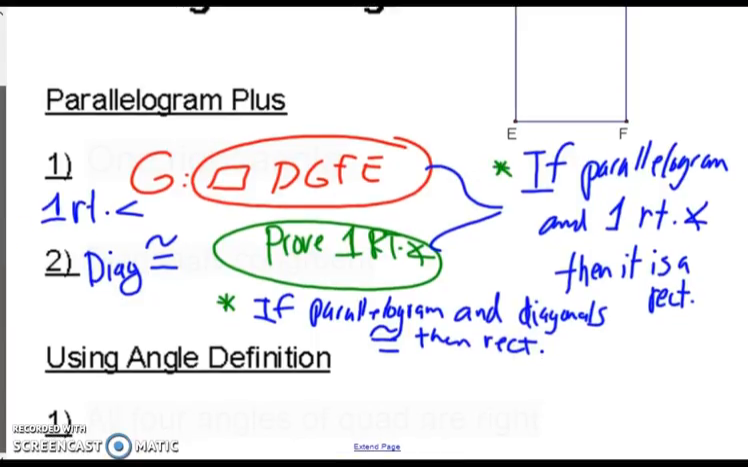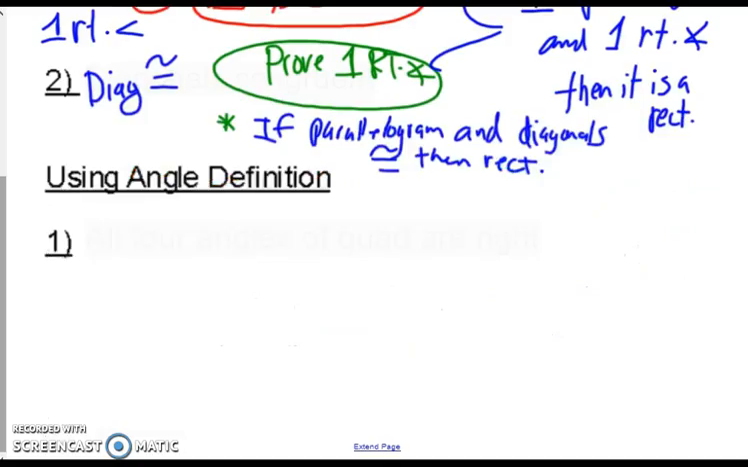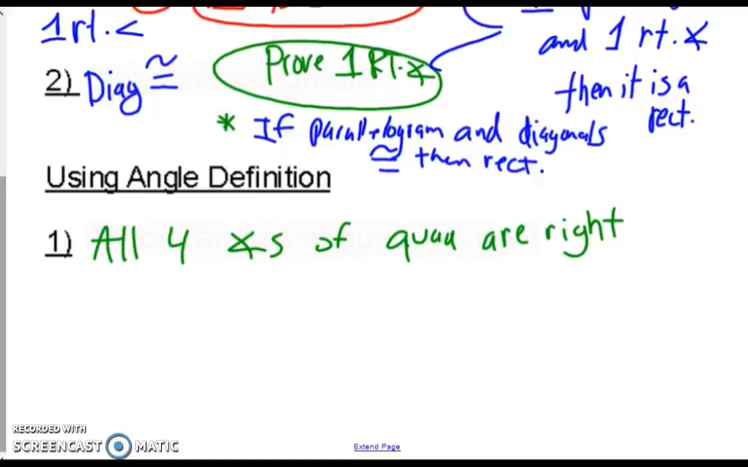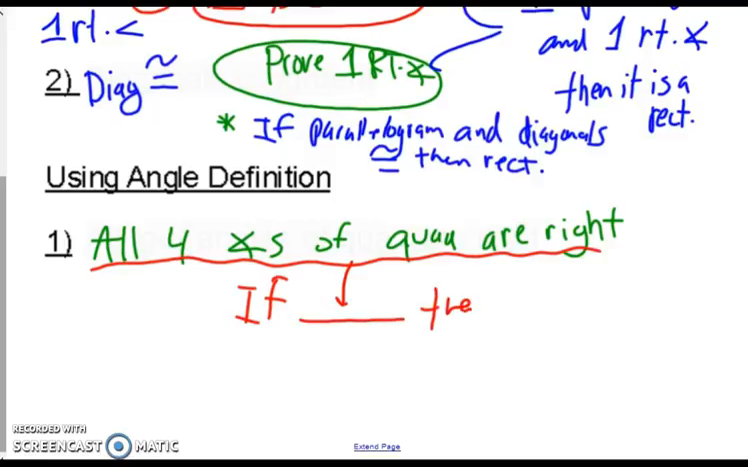There's also a way to show that a quadrilateral is a rectangle without first showing that it's a parallelogram, but it's just a little more involved. You have to show that all four angles of a quadrilateral are right. So you have to have quite a lot of evidence there. And then the statement you would use is just, if all four angles of a quad are right, then it's a rectangle.